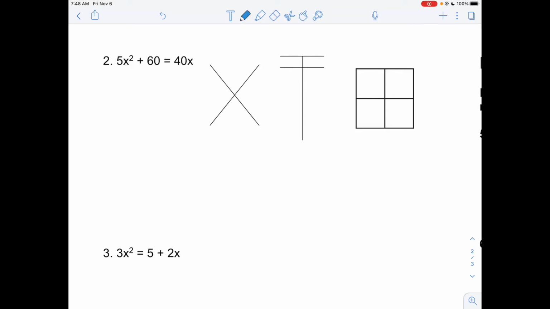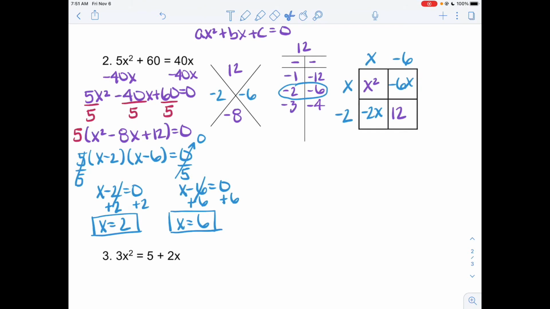Based on what I just showed you in example 1, I'd like for you to go ahead and try example 2. Pause the video, give it a try, and then come back here to check your work. Let's go ahead and walk through this example.